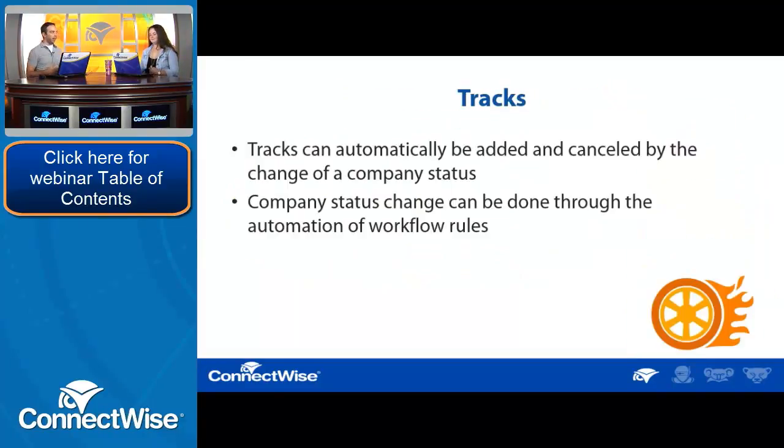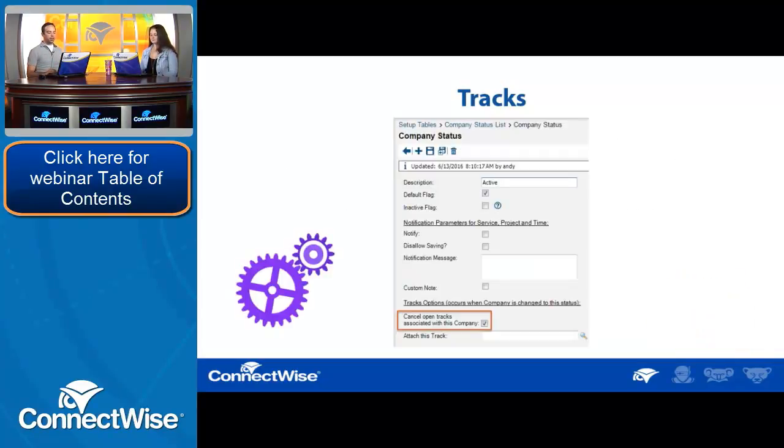So a way to do that again is by using, if you have that collections track running, you could use company statuses to automatically cancel that track. So you'll have a workflow rule maybe that runs automatically when they haven't paid their invoice in a certain amount of days. That workflow rule can then change the company status to inactive, credit hold. Once you do get that payment from your client, you can, as you see in this company status setup table, check the cancel open tracks associated with this company.